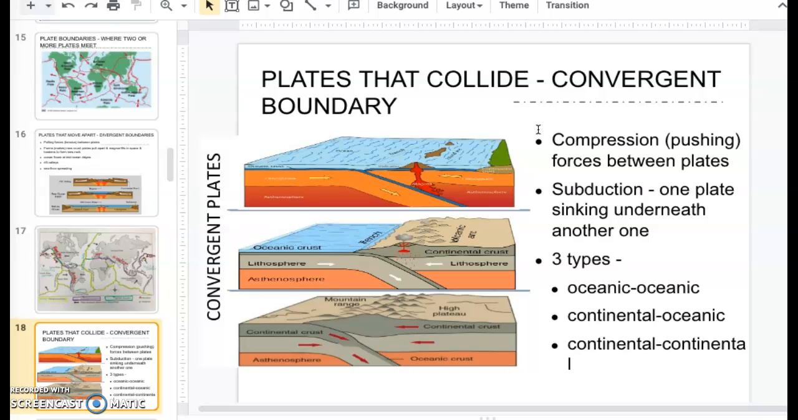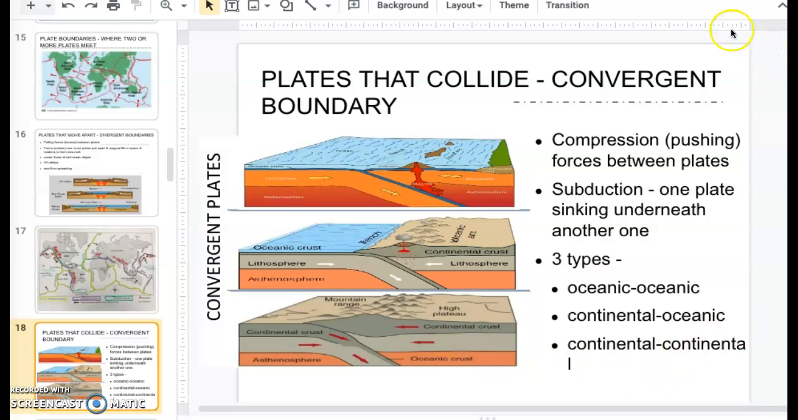And so there are 3 subcategories of convergent boundaries. Oceanic, where 2 oceanic plates come together. Oceanic continental, where an oceanic and continental crust come together. And continental, where you have 2 continental crusts coming together.